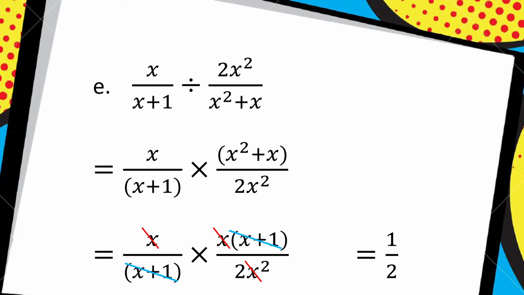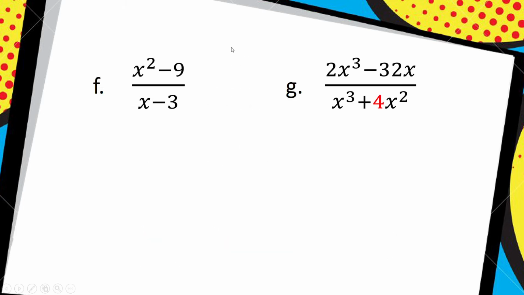Okay, all right, so finish copying that down, and then we'll move on to F. So these are actually in your notes, but in your notes, G says x cubed plus x squared. I want you to change it, please, to x cubed plus 4x squared. Otherwise, with this one, nothing cancels.